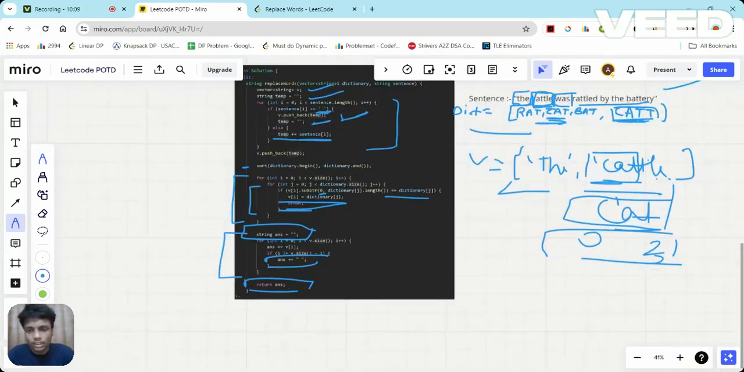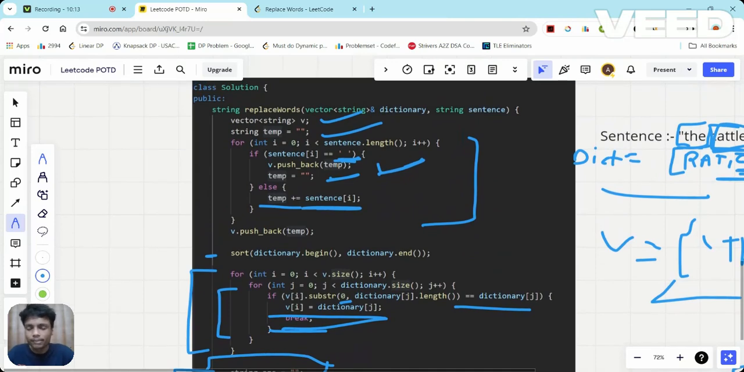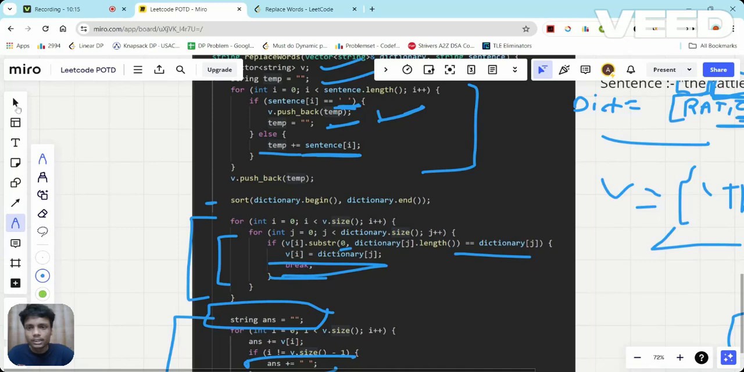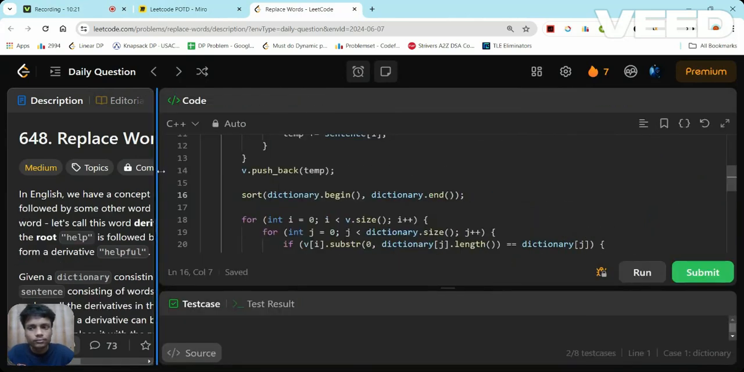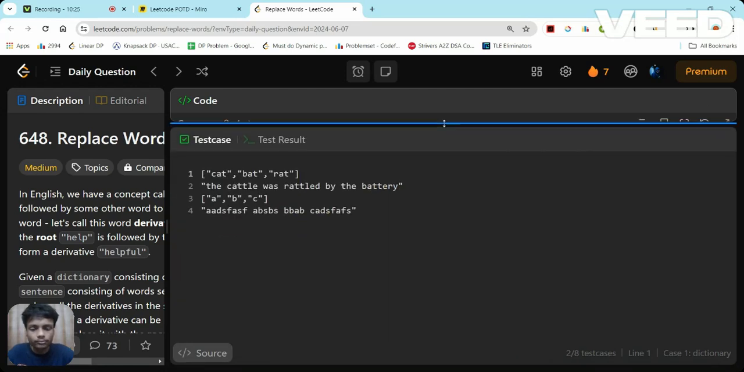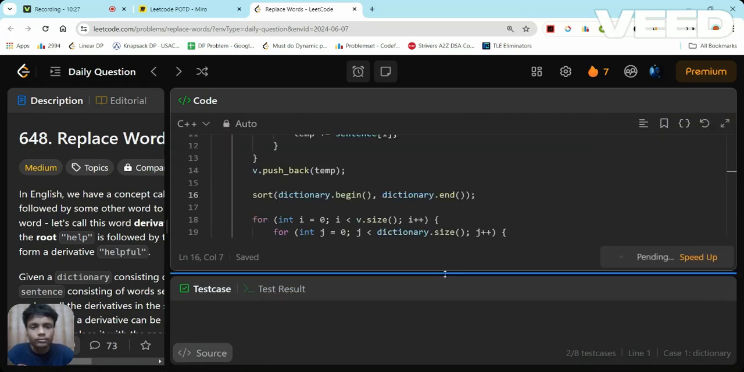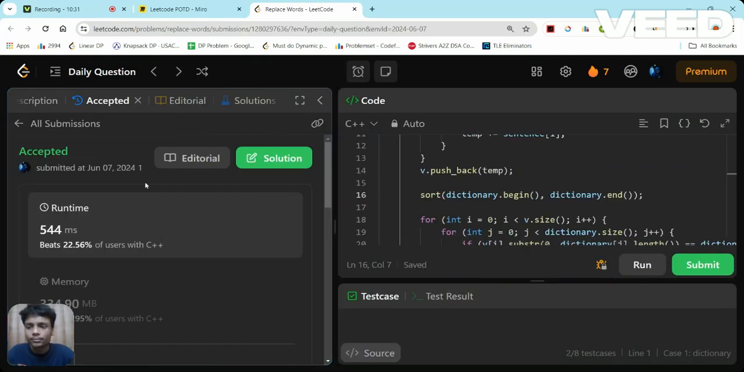So yeah, this was a simple brute force approach for this, and there might be many more optimal ways, but this is getting accepted here. You can see. If I try to submit it, yeah, it got accepted.